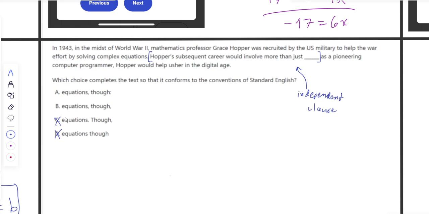And then B forms a run-on sentence because we introduced Hopper already, or her career, and we introduce Hopper again within the same sentence. That's what B is saying. So really we want A here. We have an independent clause followed by a colon, which is an appropriate use. And then we can add after the colon our clarifying information and elaborate upon what was just previously said. So it's kind of just standard grammar rules here.